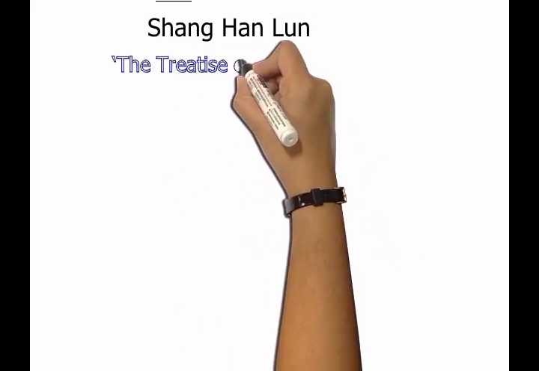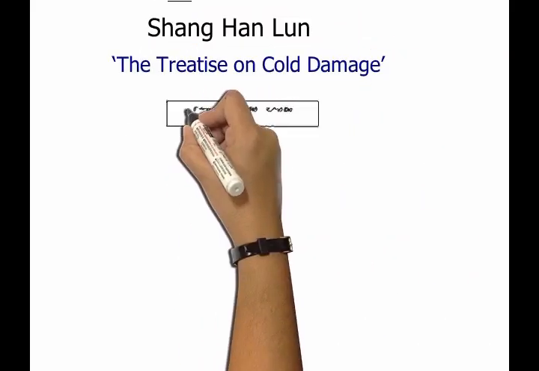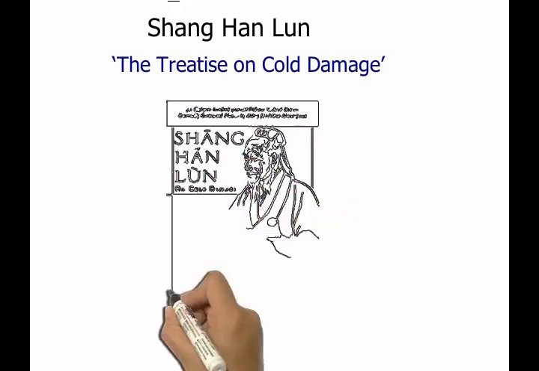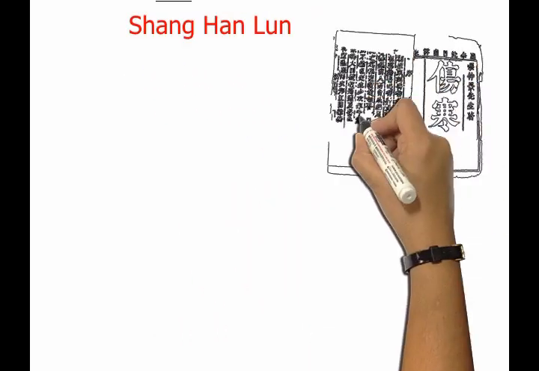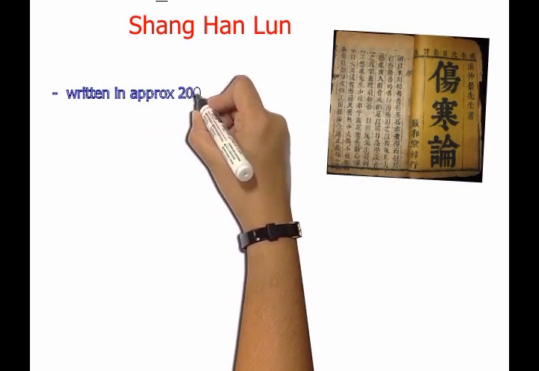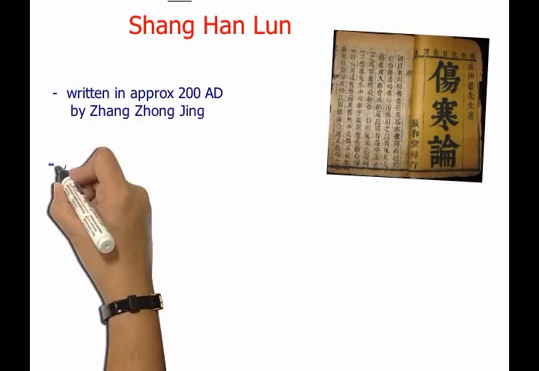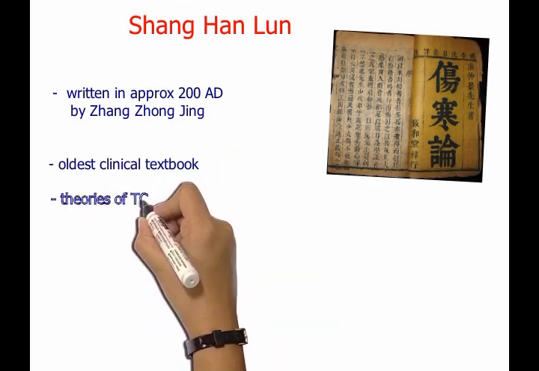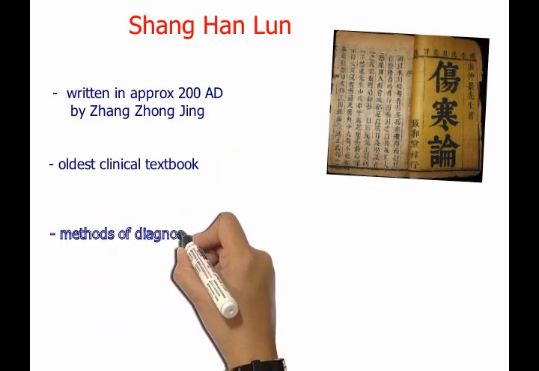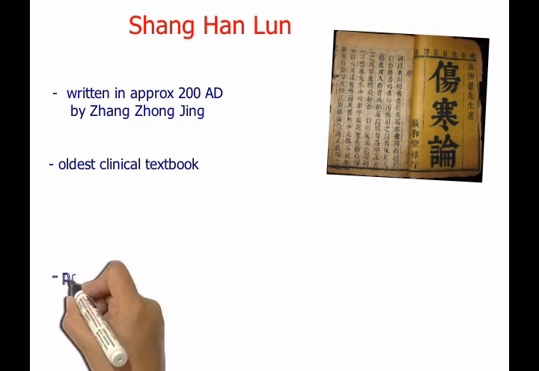Shanghan Lun, which is also called the Treatise on Cold Damage, is one of the most important traditional Chinese medicine books. It was written in approximately 200 AD by Zhang Zhongjing. It is the oldest clinical textbook in TCM history. It contains theories of TCM and methods of diagnosis and treatment.